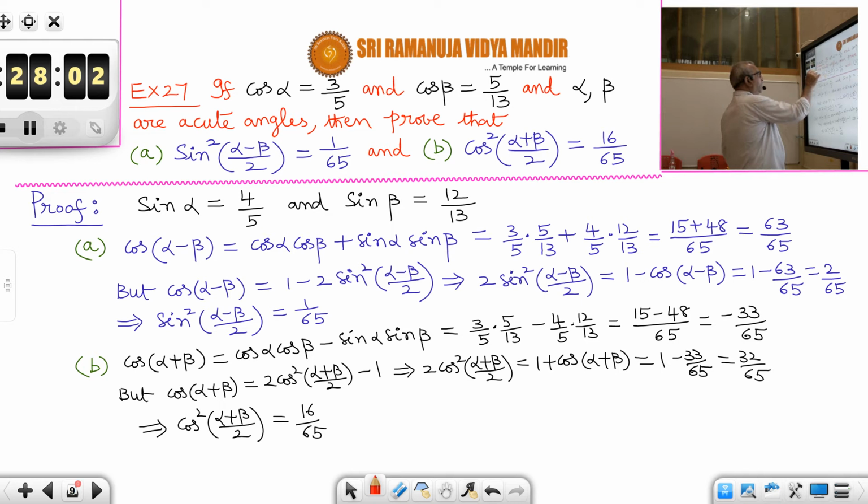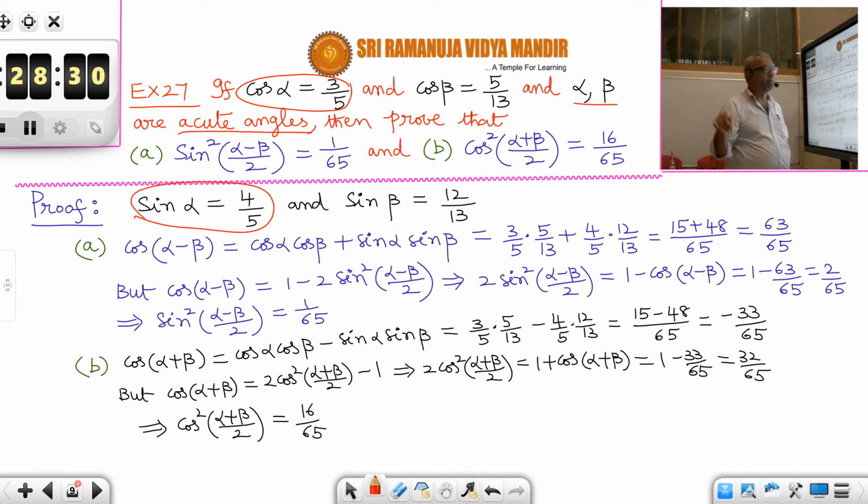See, alpha and beta are acute angles. Alpha and beta are acute angles means they lie between 0 degrees and 90 degrees. That means they are angles in the first quadrant where all the trigonometric ratios are positive. So cos alpha is given 3 by 5. Can you tell me the value of sin alpha? Sin alpha must be 4 by 5 because 3, 4, 5 are Pythagorean numbers. So cos alpha 3 by 5 means sin alpha must be 4 by 5.